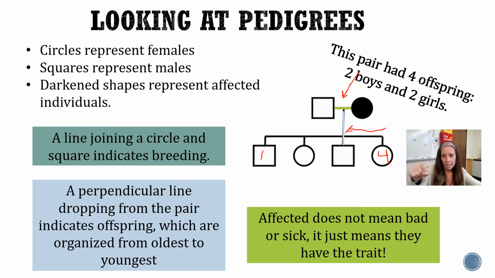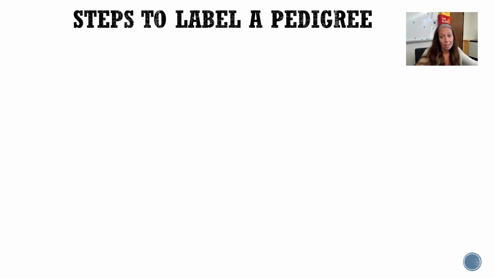Just remember that affected doesn't mean that they're sick. It doesn't mean something bad. It just means that they have the trait. The trait could be freckles. Like, it's all right. So next we're going to try to label a pedigree.